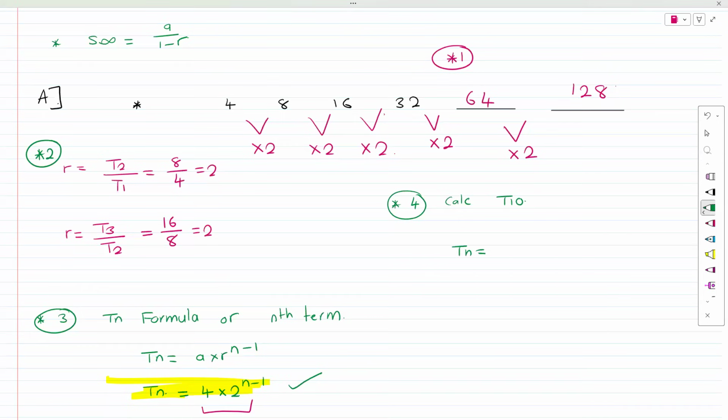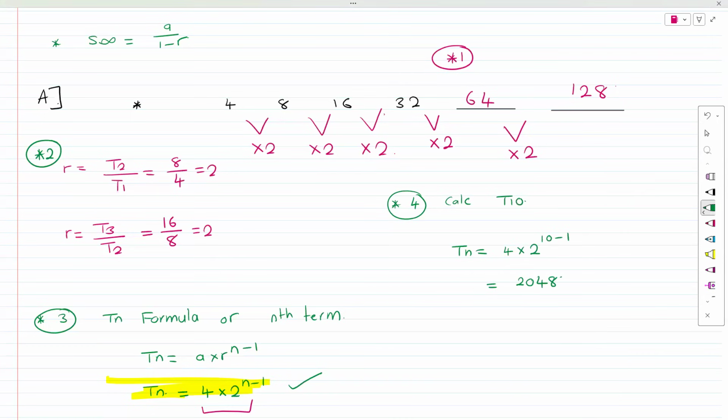Tn equals 4 multiplied by 2^(10 minus 1). And this would be 4 multiplied by 2^(10 minus 1), and that is 2048.